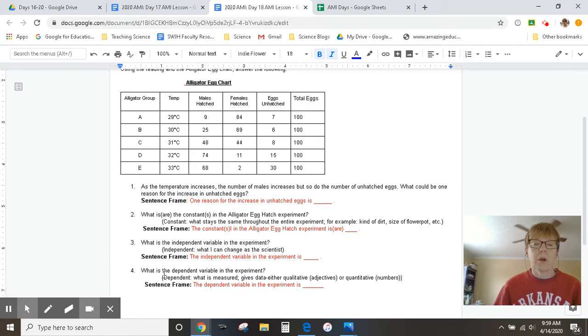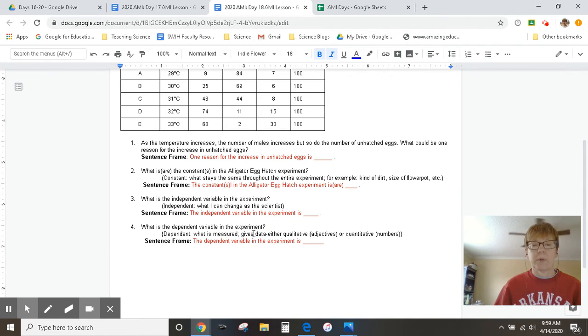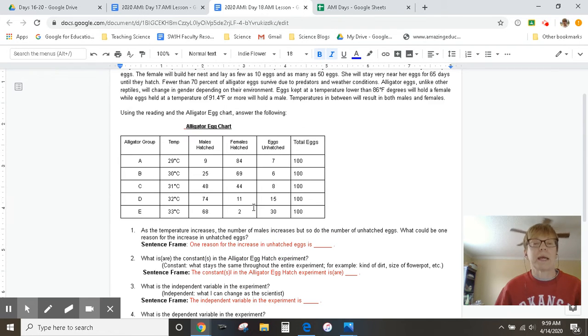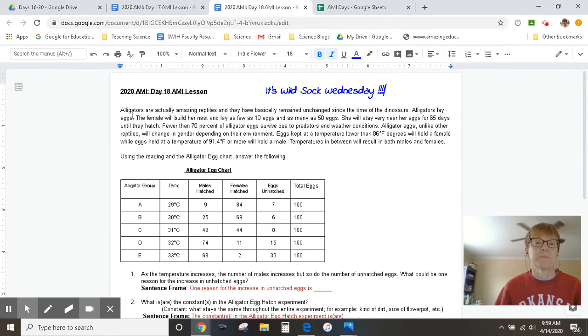Question number 4, what is the dependent variable in the experiment? And remember, the dependent variable is your data. It's what's going to go on your y-axis. And remember, you can have two different types of data. You can have qualitative data, which is describing words or adjectives, and quantitative data, which would be numbers. So now let's go up and read the passage.